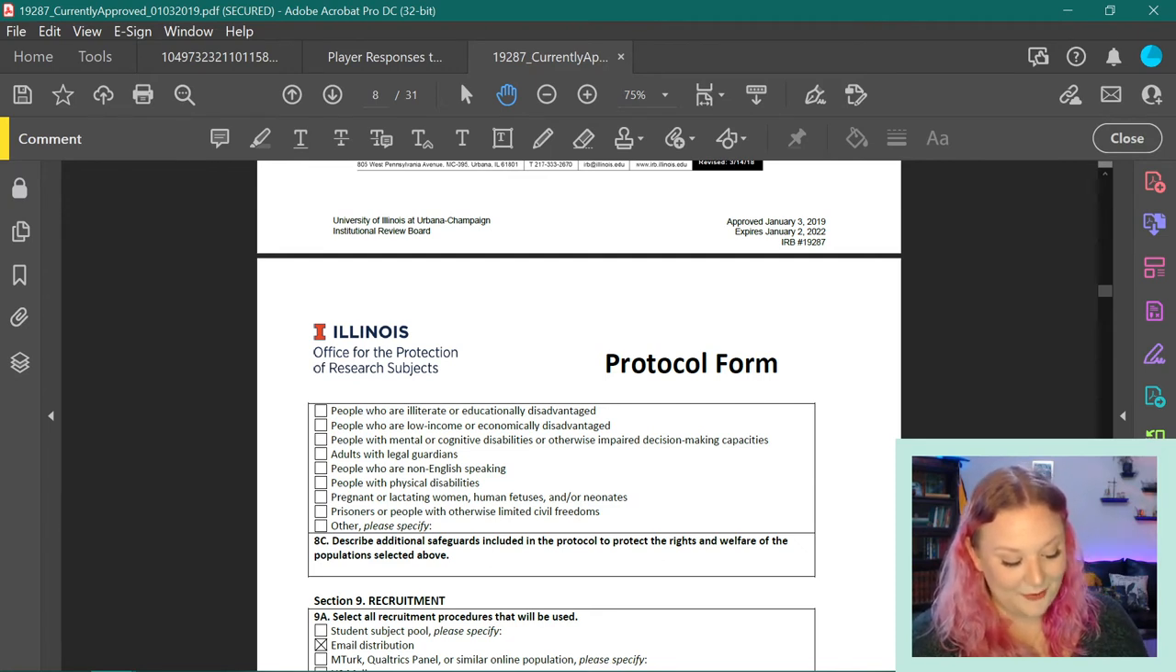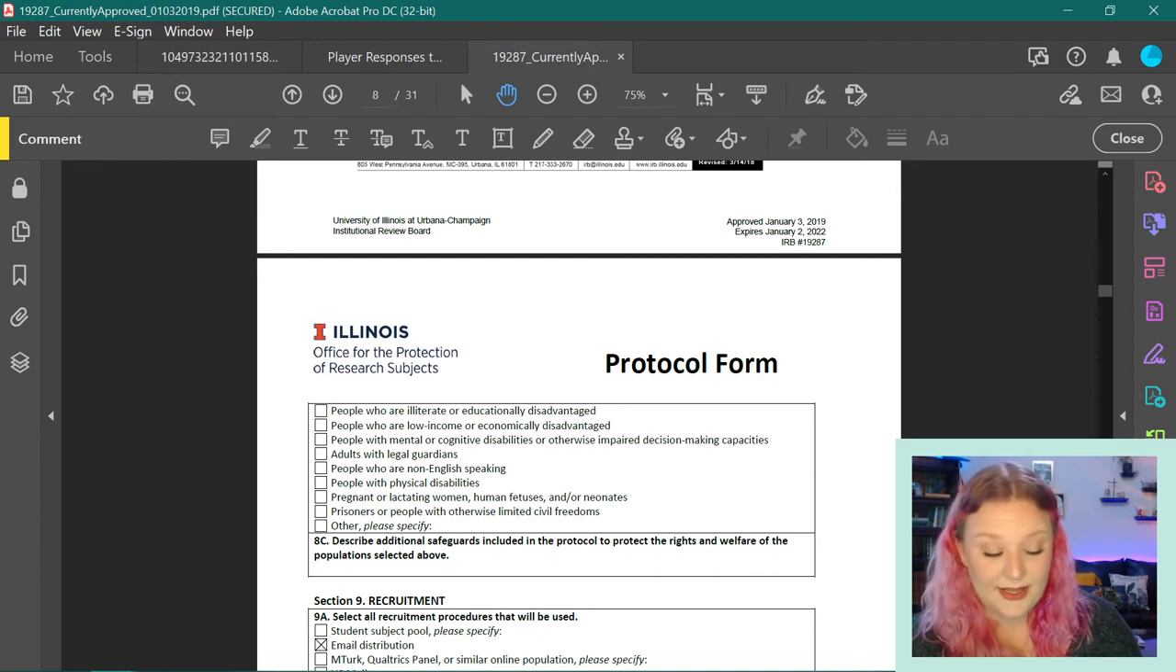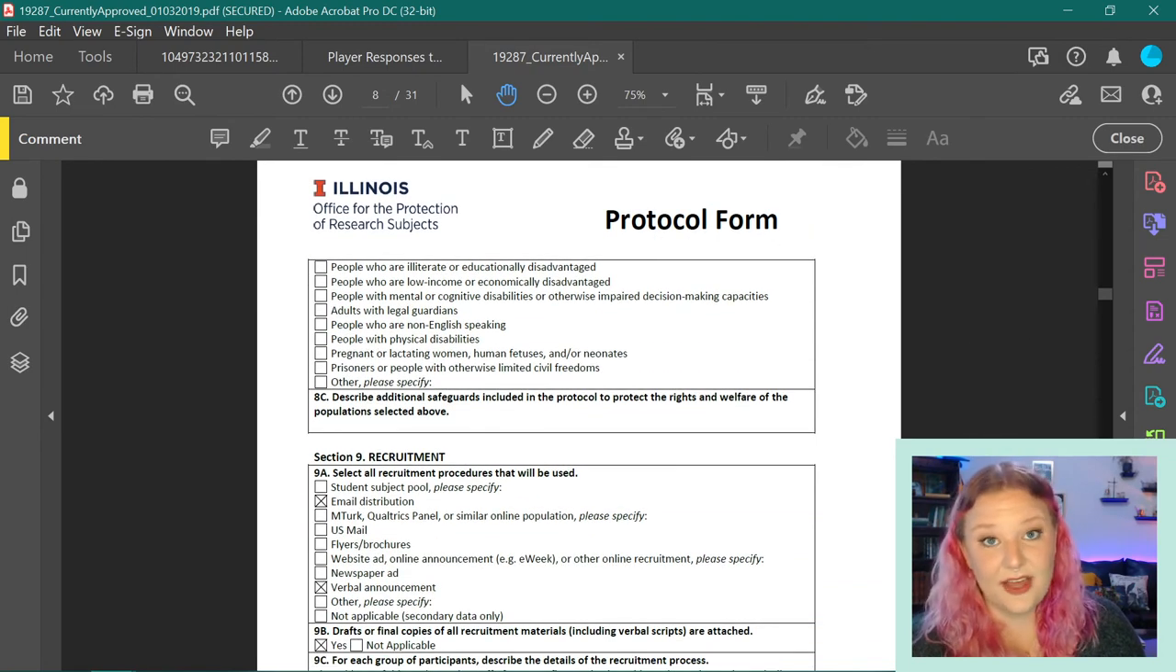Pregnant or lactating women, human fetuses, and neonates, that's usually for medical research. That's why pregnant women are so often excluded from medical studies. Because it's just another step in the IRB that you have to go to because they're a vulnerable population. Prisoners are also considered vulnerable populations because they're prone to undue coercion.